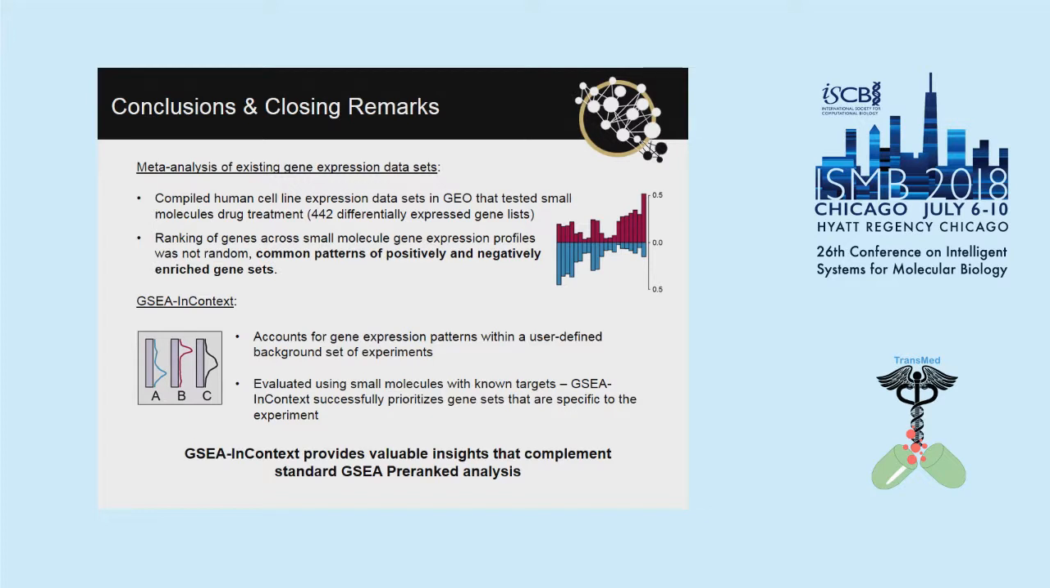And so just some conclusions and closing remarks about this. We compiled a large set of gene expression experiments, identified trends in terms of the gene rankings across them, and how the non-random distribution of gene ranks may be affecting GSEA results. So to address this, we developed a method, GSEA InContext, which accounts for gene expression patterns within a user-defined set of background experiments and leverages that information to produce more targeted GSEA results.